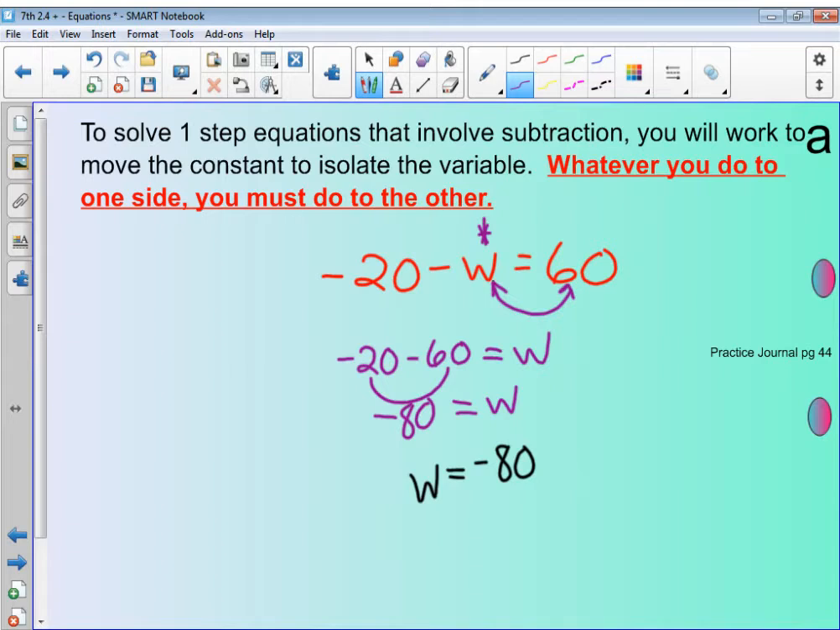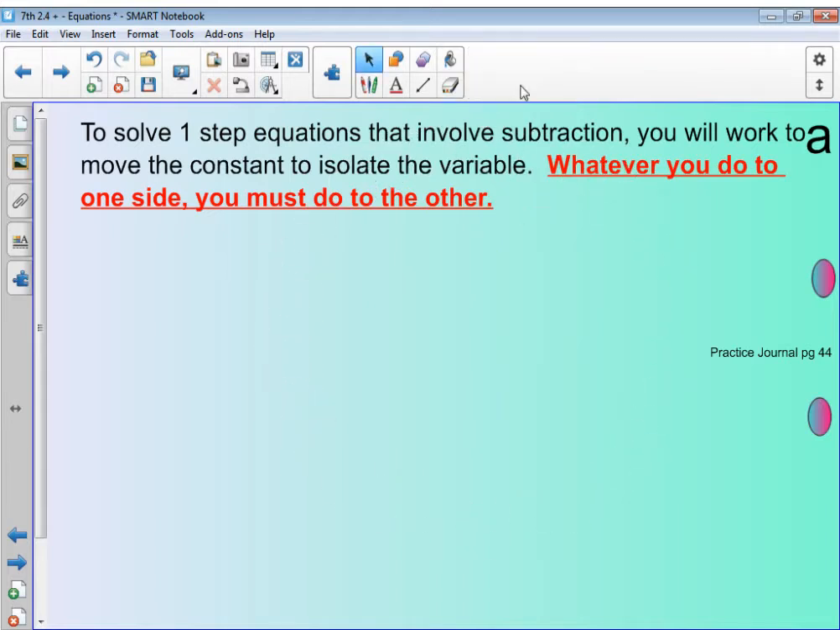If you like the flip-flop method, you can do that. If you prefer to just always think I'm going to do the opposite and then get rid of the negative in the very end, you can do that also. It's not very often as we get further into more complex problems that you're going to end up with just a negative. Sometimes yes, but not always. Okay, so let's try another one.